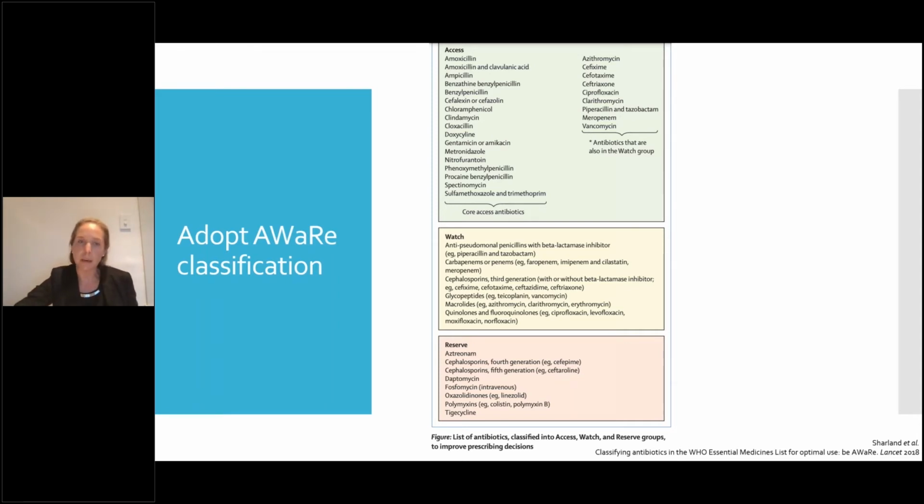And as you can see here, we've got many of the narrower spectrum penicillins and some early generation cephalosporins in the access group. In the watch group, we have some anti-pseudomonal penicillins or the beta-lactam, beta-lactamase inhibitor combination antibiotics. And in the reserve group, we have some legacy agents that have retained some very high efficacy against many organisms, mainly due to their lack of use worldwide, which has meant that they've retained good susceptibility, and also some of the much later generation cephalosporins.